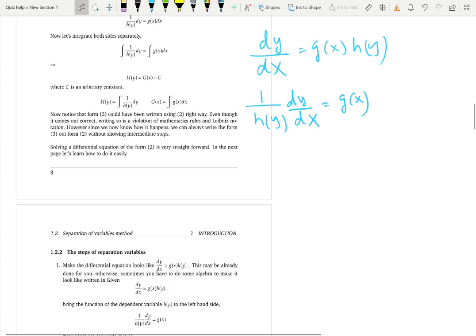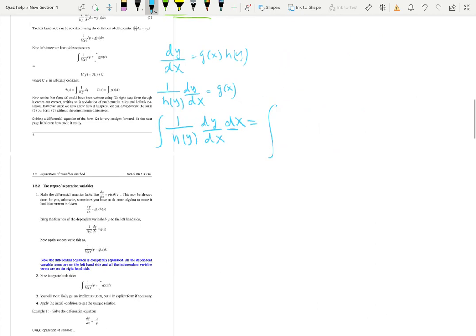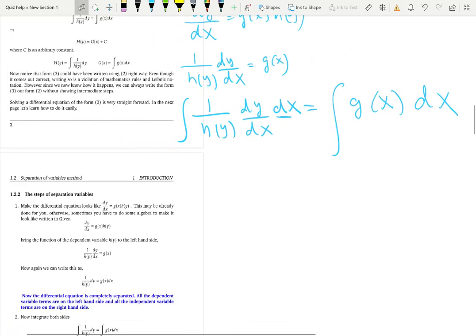Now what I'm going to do is integrate both sides with respect to x. So 1 over h(y), I am going to integrate both sides with respect to x, right? That is why I need to keep this dx on the left. Here there will be an extra dx, and here also there will be an extra dx, because of course I integrate with respect to x.